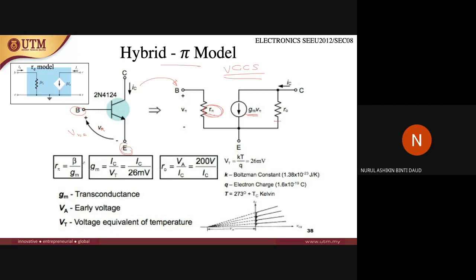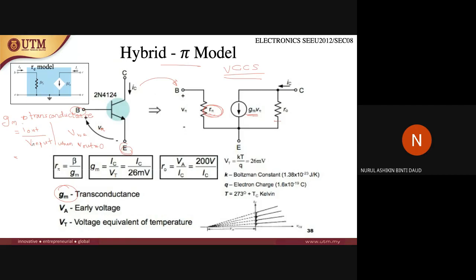How did we get this? First of all, let's look at the transconductance GM. The formula to solve for GM is the output current I divided by the input voltage V, and this can be used only when V output equals 0, or we assume that V output equals 0.